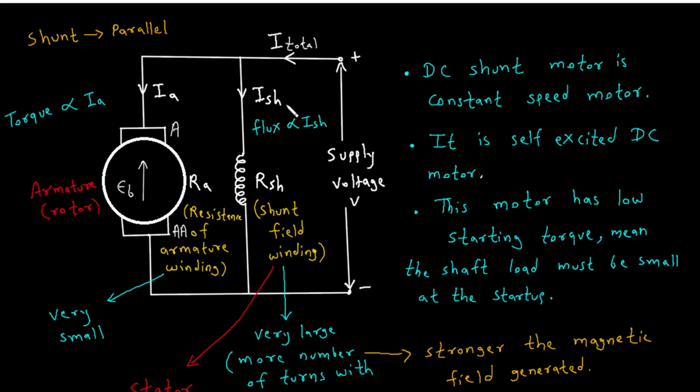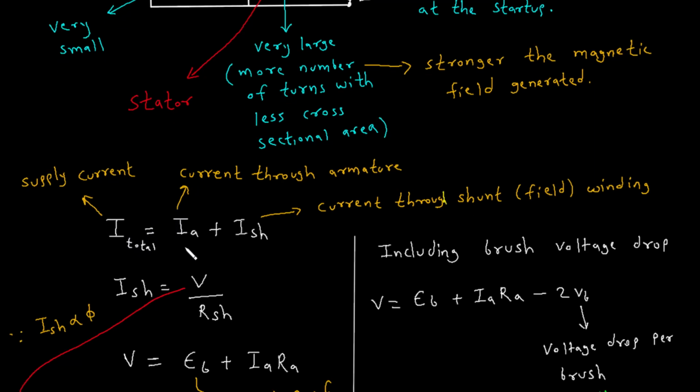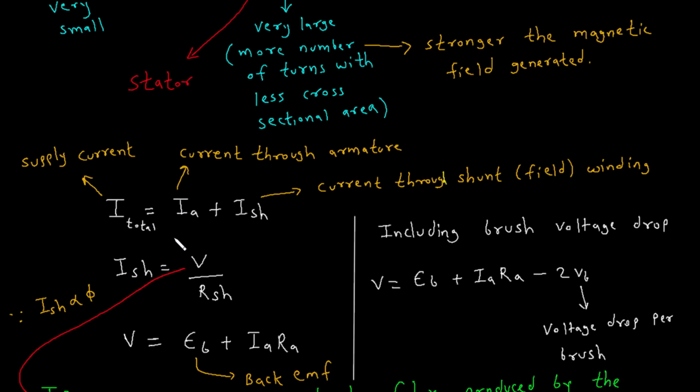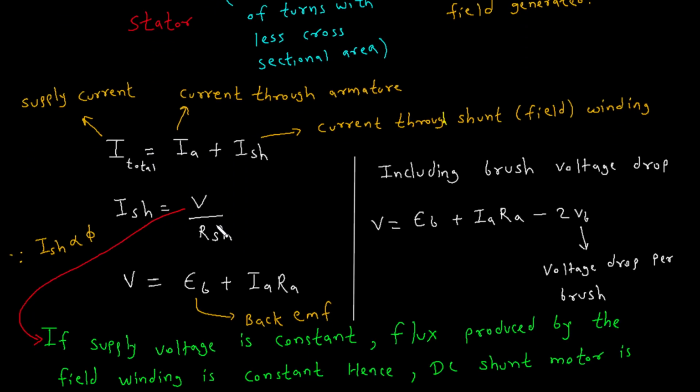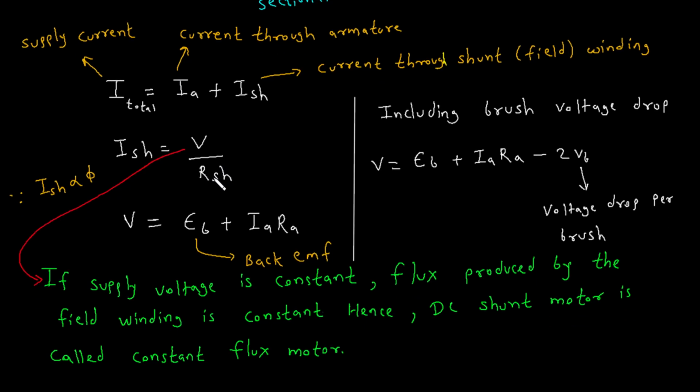Understanding the key equations of a DC shunt motor is essential for grasping how it operates. The first important equation is the supply current equation. I total equals IA plus ISH. The total current, I total, is the sum of the armature current, IA, and the shunt current, ISH. The shunt current equation is ISH equals V divided by RSH. The shunt current, ISH, is calculated by dividing the supply voltage, V, by the shunt resistance, RSH.